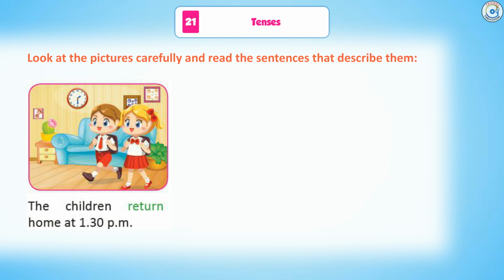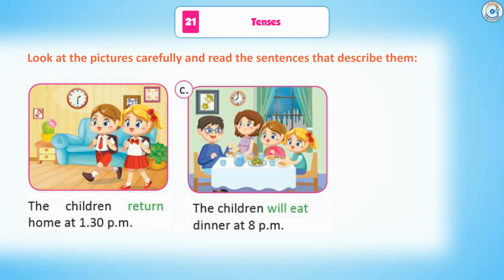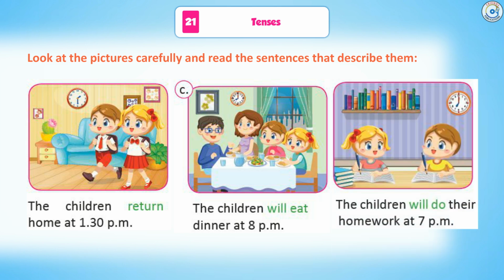The children return home at 1:30 p.m. The children will eat dinner at 8 p.m. The children will do their homework at 7 p.m.